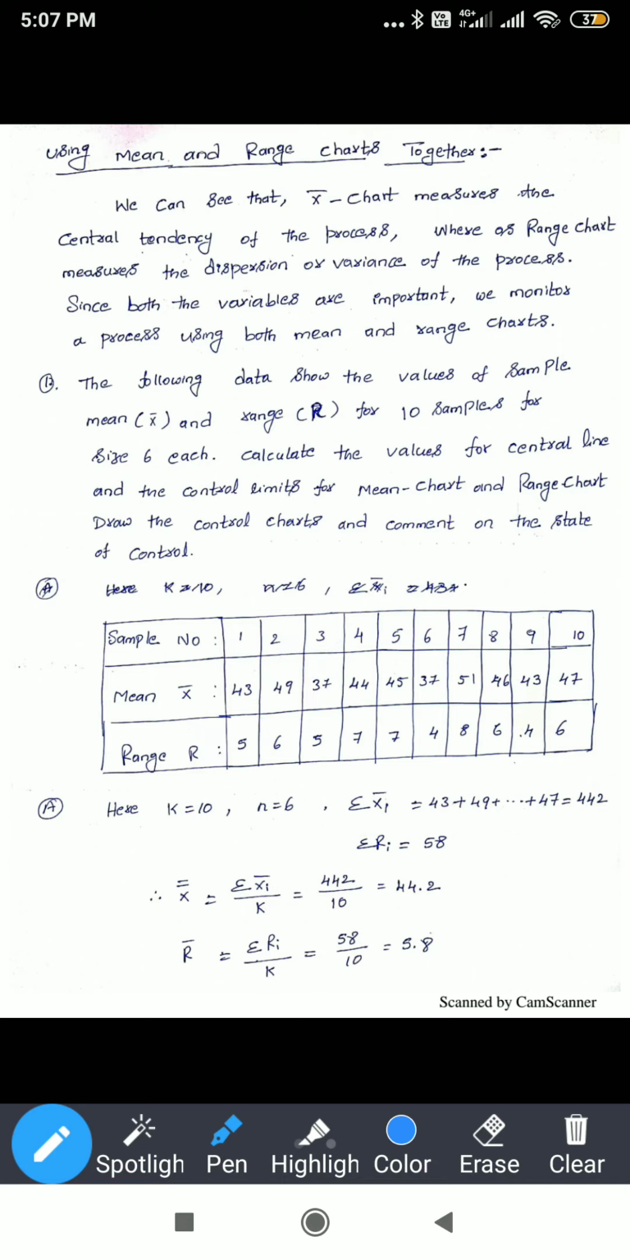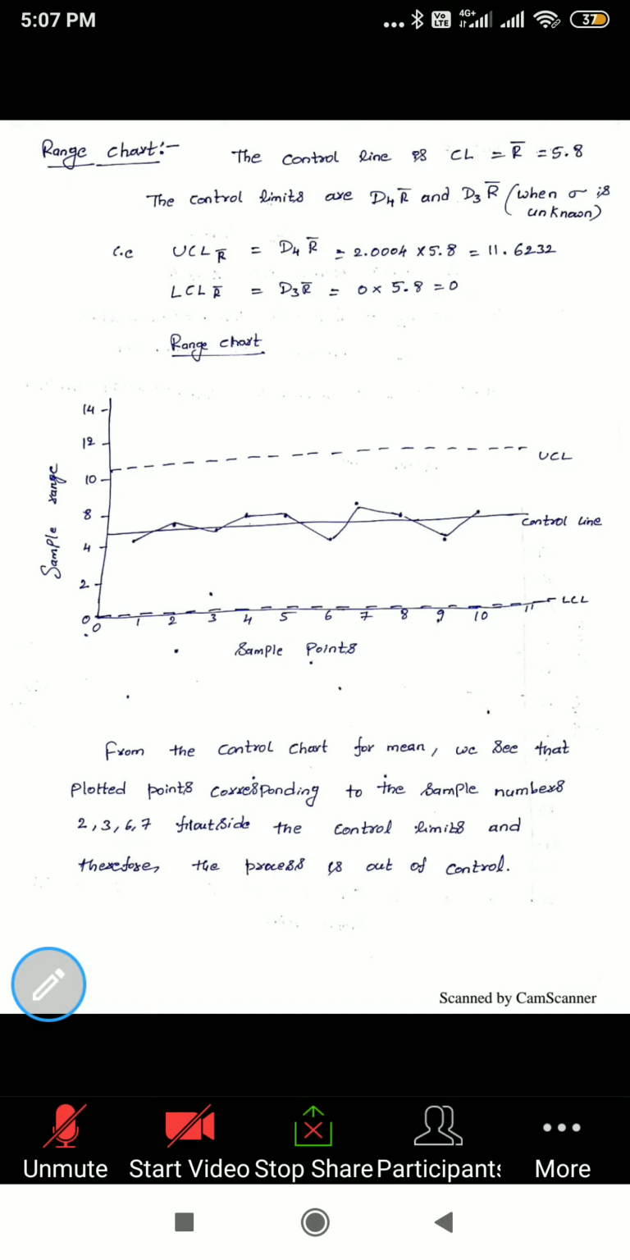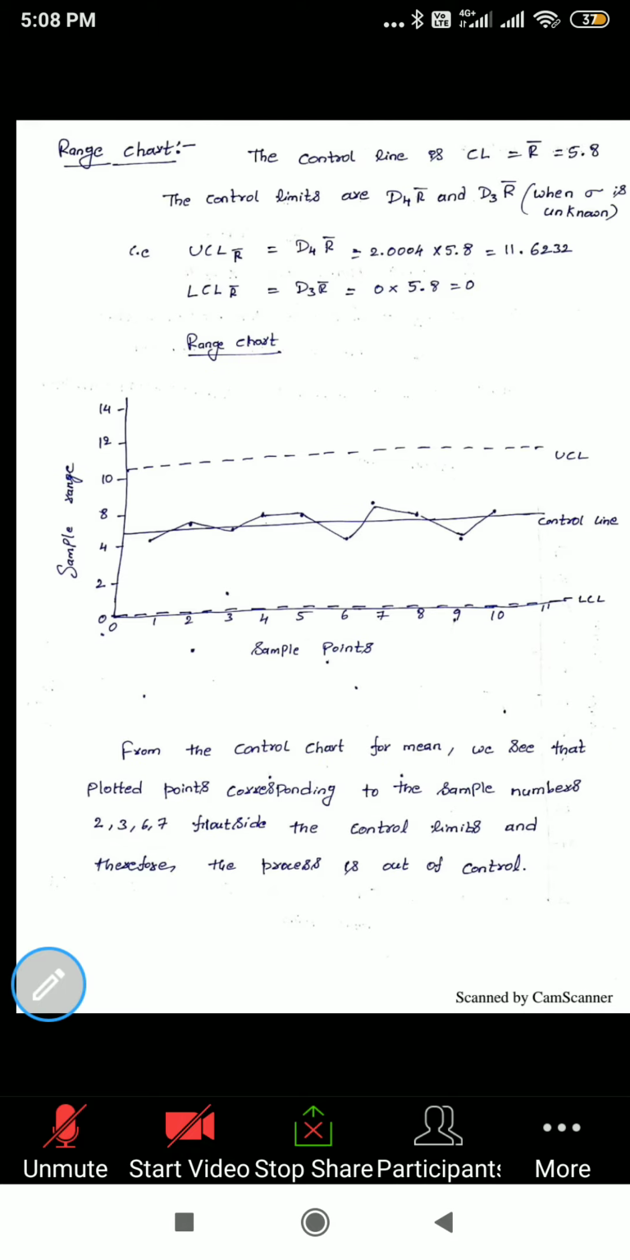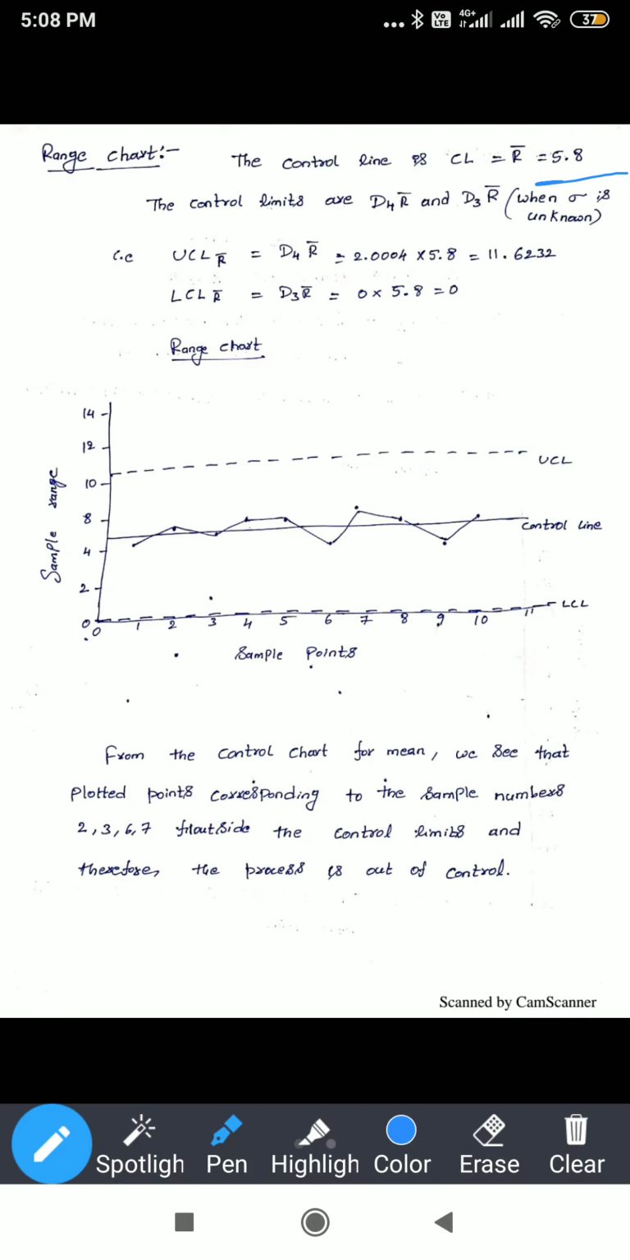See the graph. Mean chart, range chart. First, draw the control line. Control line, that is R bar 5.8. See, this is the control line, and the upper control line, that is 11.62, is the dotted line, and LCL is 0. 0 means this is the x-axis only. After that, you have to plot the points 1 and 5, like this.